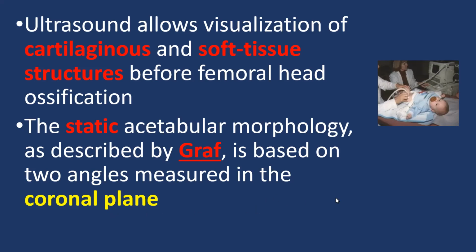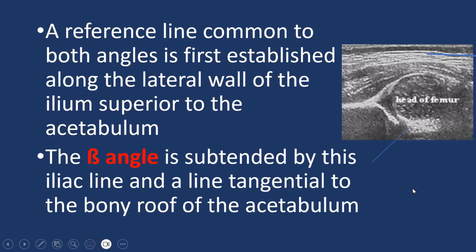Why do we say coronal plane? The child is put on its side as we're doing the ultrasound. A reference line common to both angles. This is the reference line. It's first established along the lateral, and another line is established at both walls of the acetabulum. Then you can see that the head is well localized over here. This is a good ultrasound.